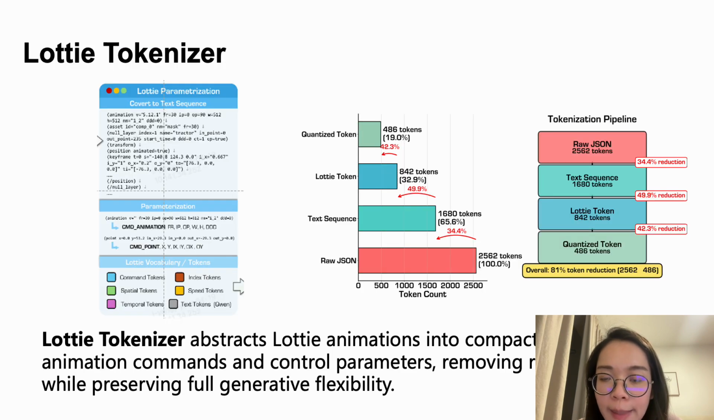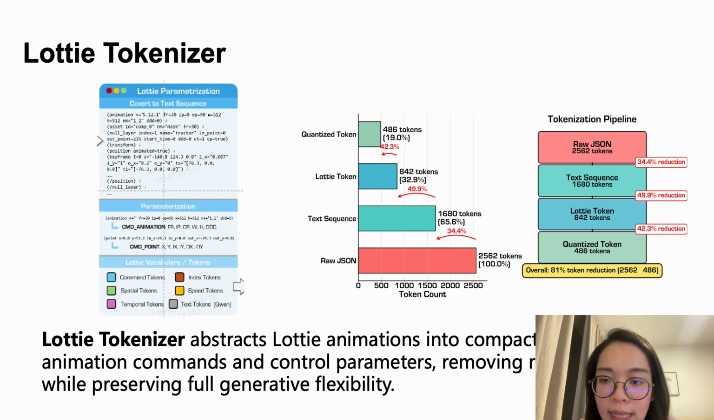Why build a custom tokenizer? Raw JSON is huge and causes context window limits to explode. We set up a 3-step pipeline to clean it up. First, deformatting. We remove useless brackets and indents, cutting tokens by 34%.